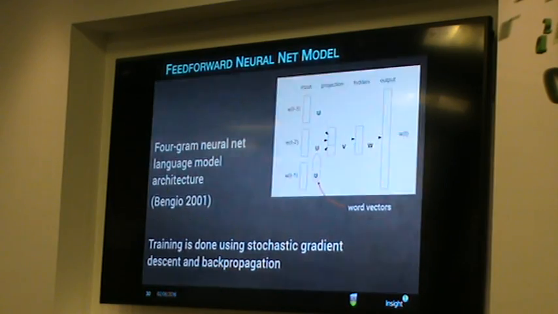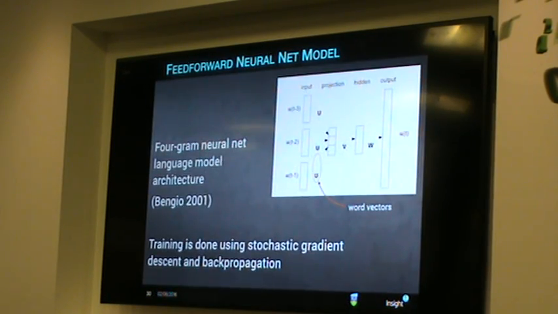Again, we train this by passing it lots and lots of text. So where you get the text from is kind of up to you. People use things like Wikipedia, they use Google News data sets. You just need lots and lots of English text to train these networks with.